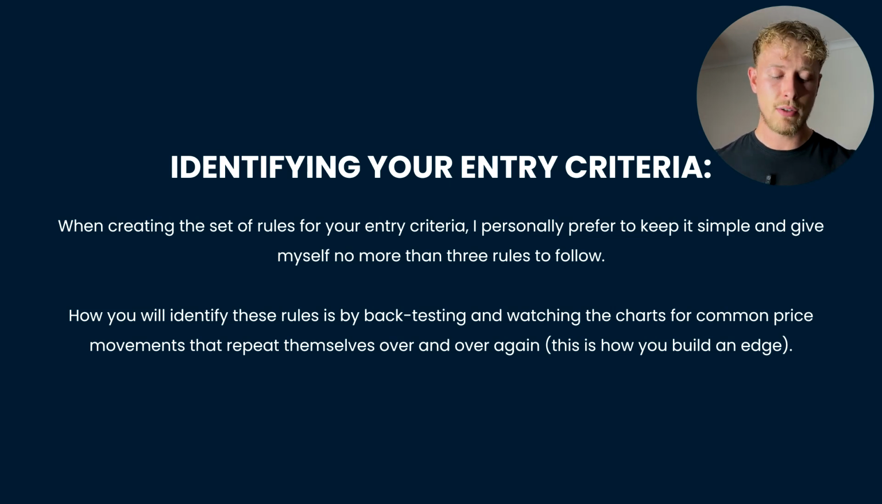So how you will identify these rules is by backtesting and watching the charts for common price movements that repeat themselves over and over again. This is how you build an edge. So you're looking for common patterns and movements in price that repeat themselves. And then what you're going to be doing is identifying rules that indicate to you that these price movements are about to happen again. And this is what we'll be speaking on now.